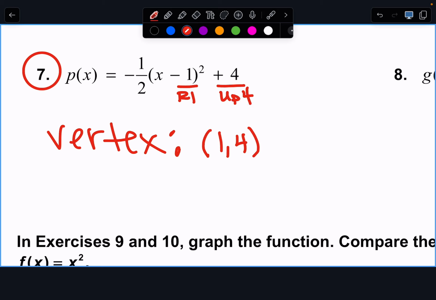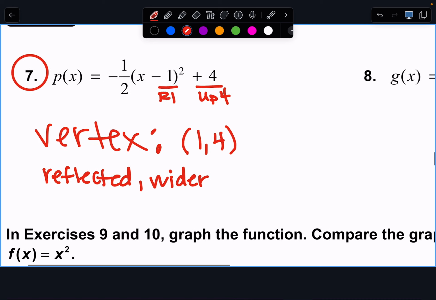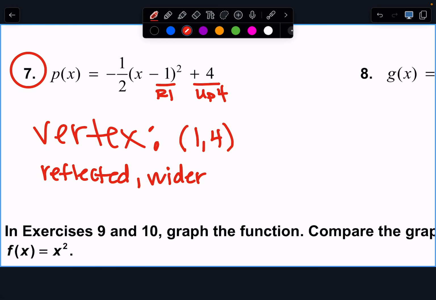Okay. Now, what about the shape? Well, since it's obviously less than 0, it's going to be mirrored or what? Okay, so it's reflected. Or mirror. And then what is that 1/2 doing? Is it making it wider or skinnier? It's making it wide. So it's reflected, it's wider. And our axis of symmetry would be x equals 1. I sort of forgot about that little piece.